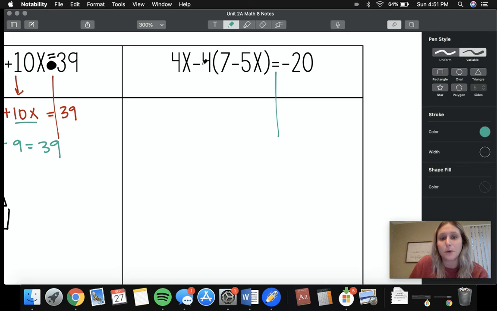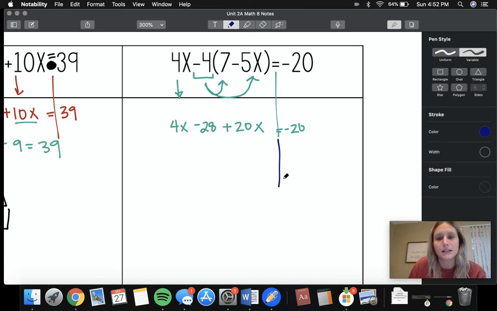And I see a 4, but I actually see a negative 4. So that's just something we need to make sure that we are comfortable with seeing. So we're going to distribute a negative 4 to 7, which would make negative 28. We're also going to distribute a negative 4 to a negative 5x. So a negative 4 and a negative 5 multiplied together would equal a positive 20. And then we're just going to drop the 4x down. And that still equals negative 20.